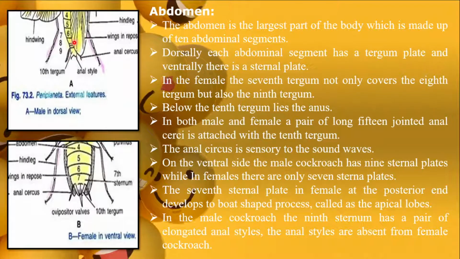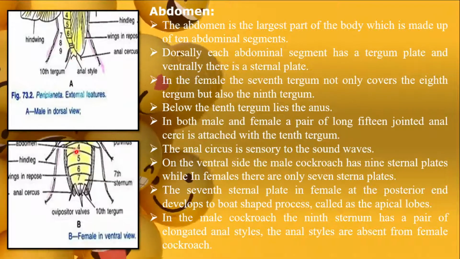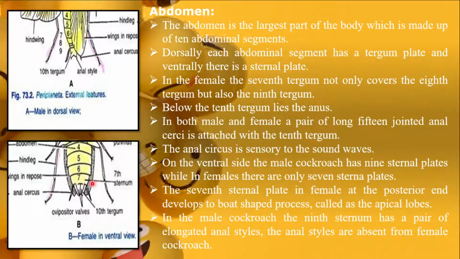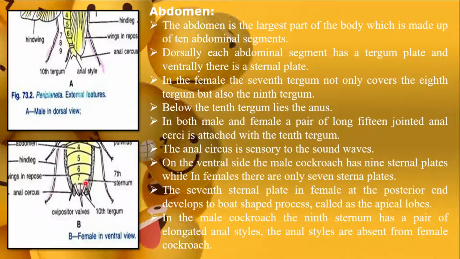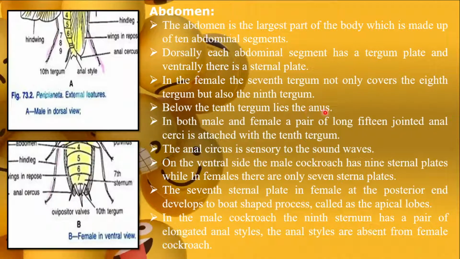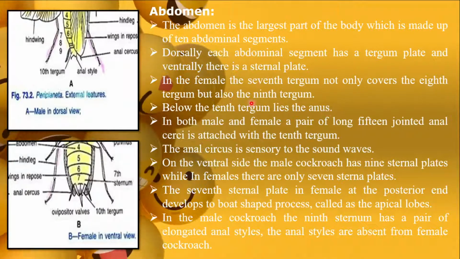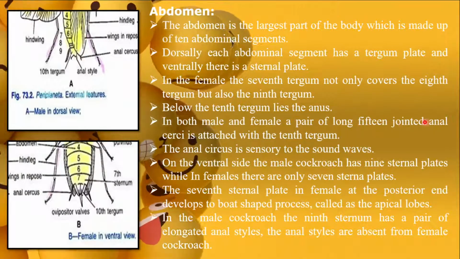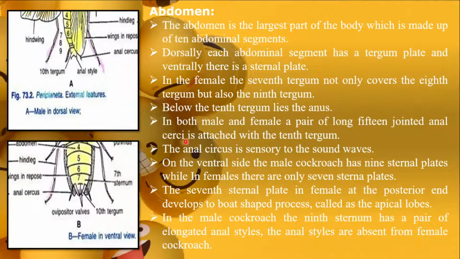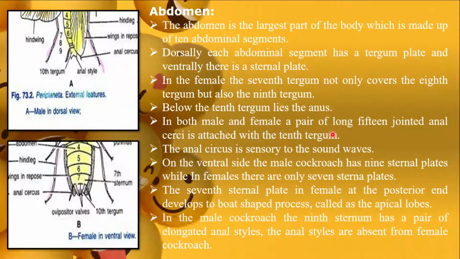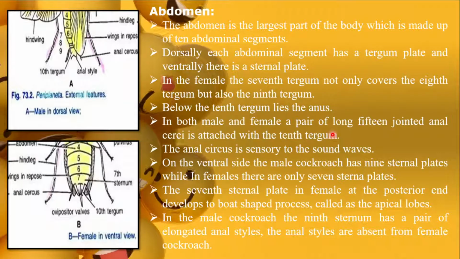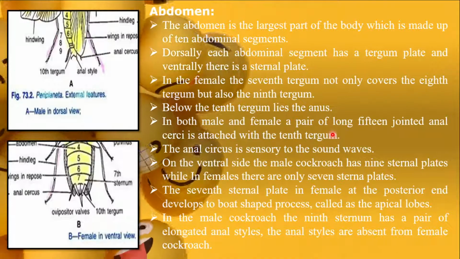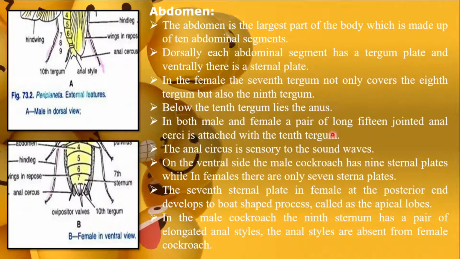In male, all the 10 segments are seen clearly, but in female, the 7th segment covers the 8th, 9th and 10th segments. Below the 10th tergum lies the anus. In both male and female, a pair of long, 15-jointed anal cerci is attached to the 10th segment. Both in male and female cockroaches, a pair of long anal cerci are present.